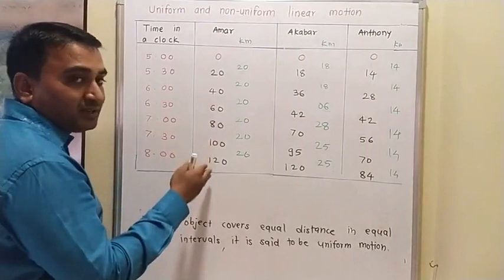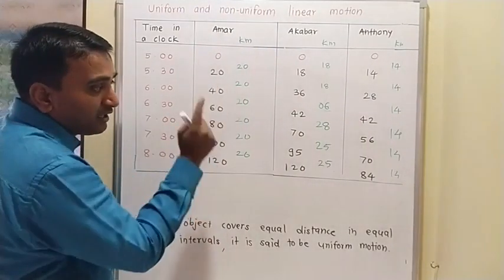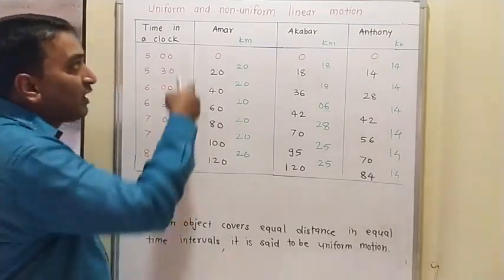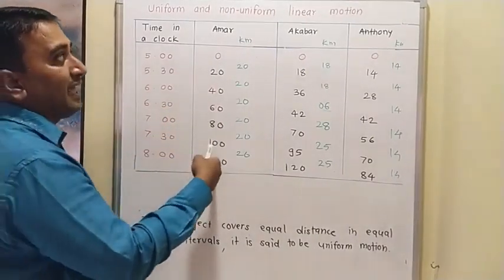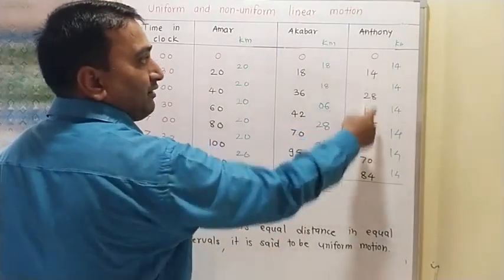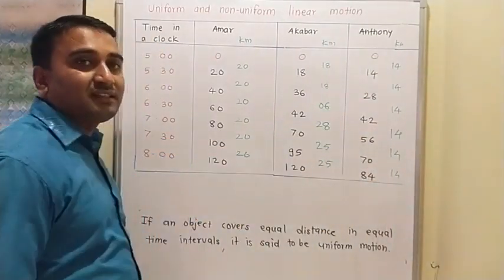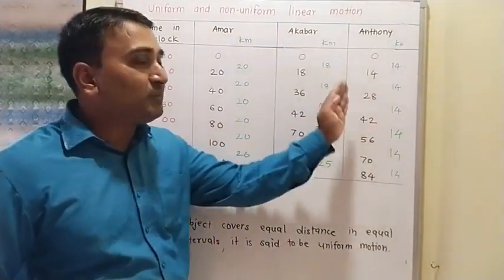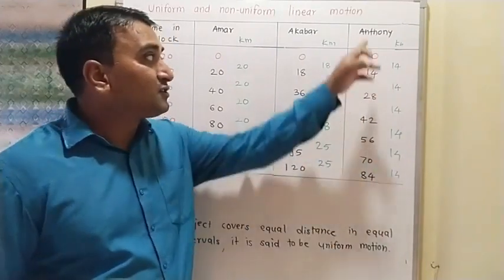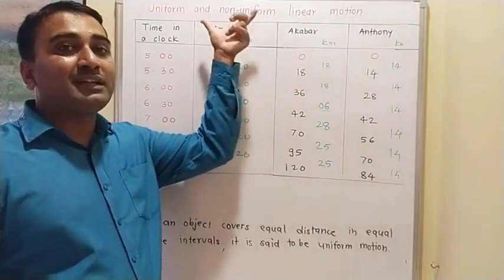But what about Amar? Amar is covering equal distance, 20, 20, 20, 20, 20, 20, in each 30 minutes. And so Amar's motion is considered a uniform motion. And for Anthony, Anthony is also covering the same distance in the same interval of time. That means each 30 minutes he is covering 14 kilometers. So Anthony's motion is also uniform linear motion.